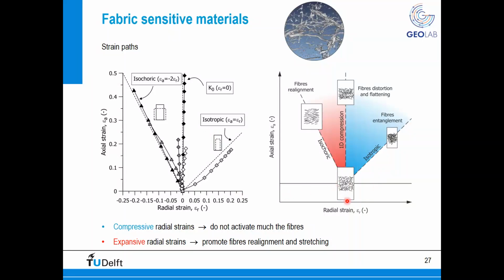So if you look here on the bottom right, you can imagine a sample of peat with randomly distributed fibers. And you can imagine that if you impose an isotropic compression test, you're basically squeezing the fibers from a lateral point of view. So the fibers are not activated much. But the other way around, if you impose an isochoric stress path, which means a triaxial undrained compression test, you are actually promoting lateral bulging and therefore stretching our fibers. So that's why the knowledge of the type of failure in the field is extremely important, because it will guide us on which type of laboratory test we want to place inside our test program.